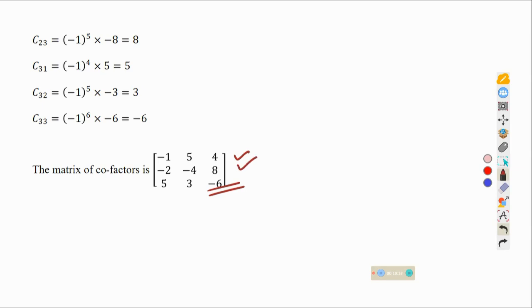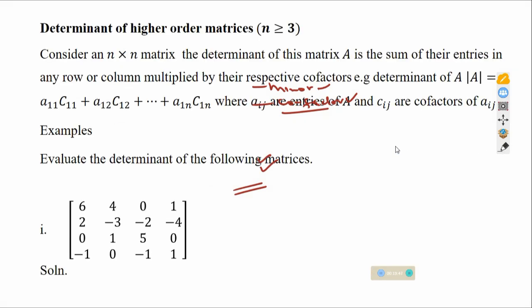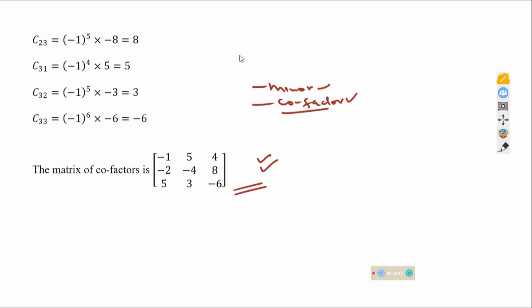So I'm very sure you are now able to get the minors and the cofactor matrices. So when you are given a matrix and you are required to get the minor matrix and the cofactor matrix, those are some of the sample techniques that we use to obtain the minors and the cofactors. I will give you some few questions to try out, and you obtain the minors and the cofactor matrices.